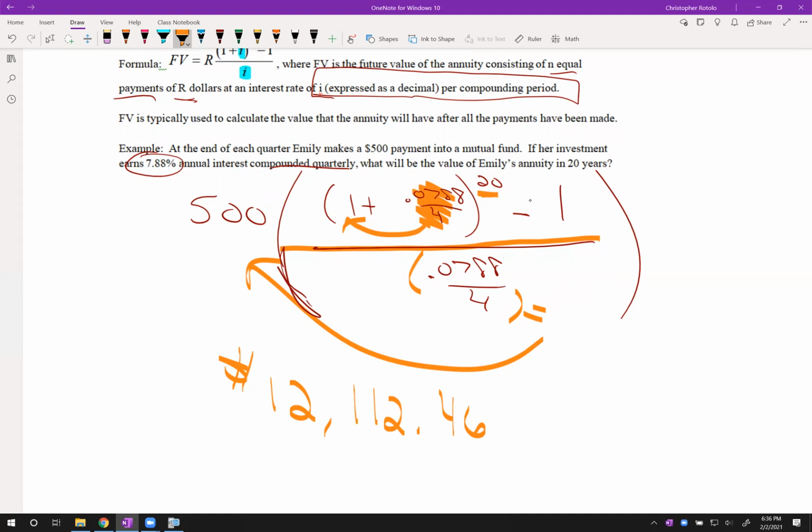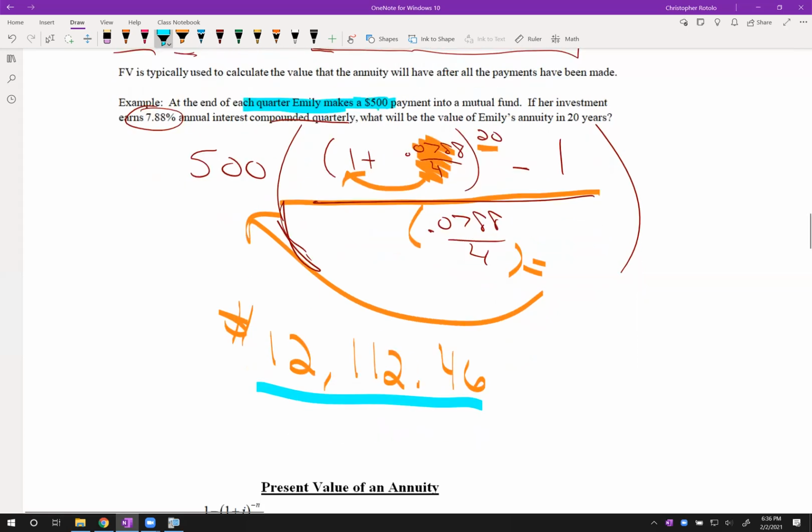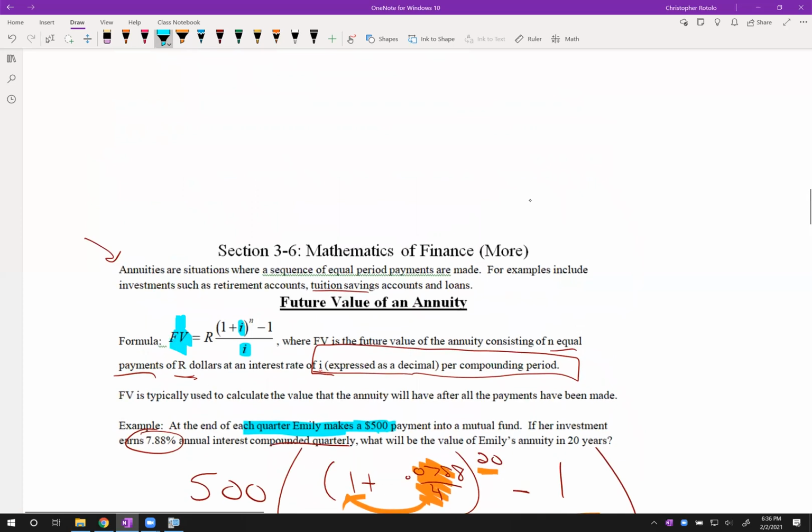All right, so don't be fooled here. Emily is putting in $500 each quarter. Okay, so that's 4 times a year. So she's investing, what, 2,000 for 20 years. Okay, so she's putting some money into this, and then this is going to be how much is on top of it. Okay, so that's why we call it the future value.